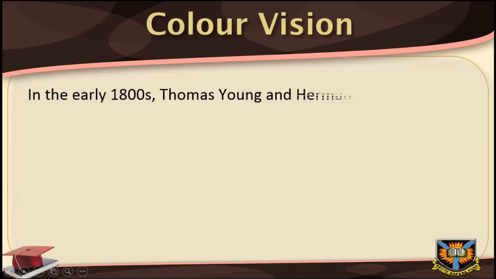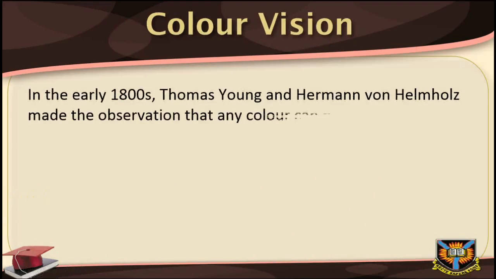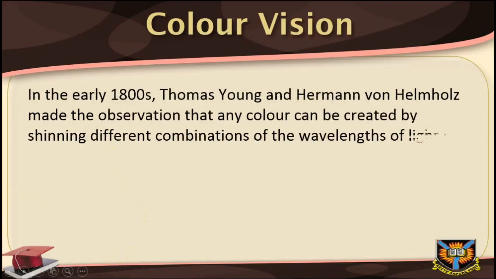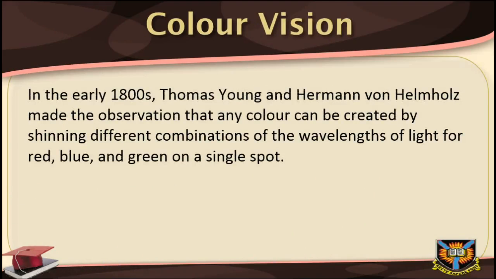It's obviously useful to be able to discriminate among lights of different wavelengths. It has taken psychologists and other scientists more than 100 years to reach the current understanding of the complex mechanisms of color. In the early 18th century, Thomas Young and Hermann von Helmholtz made the observation that any color can be created by shining different combinations of the wavelengths of light for red, blue, and green on a single spot.